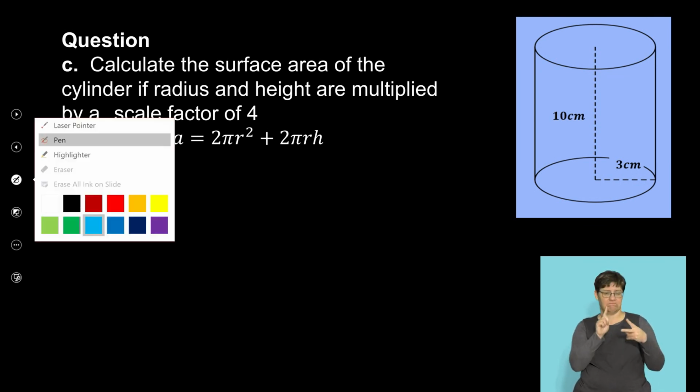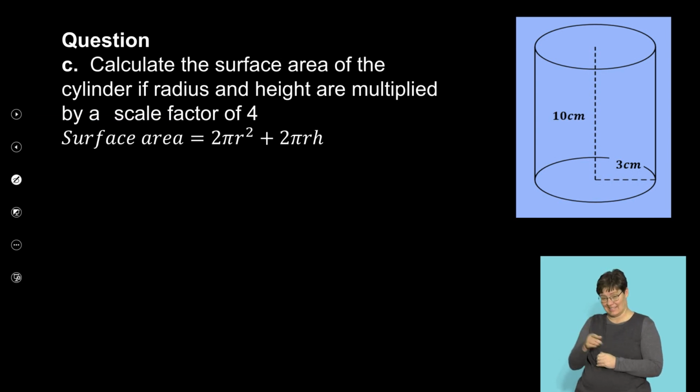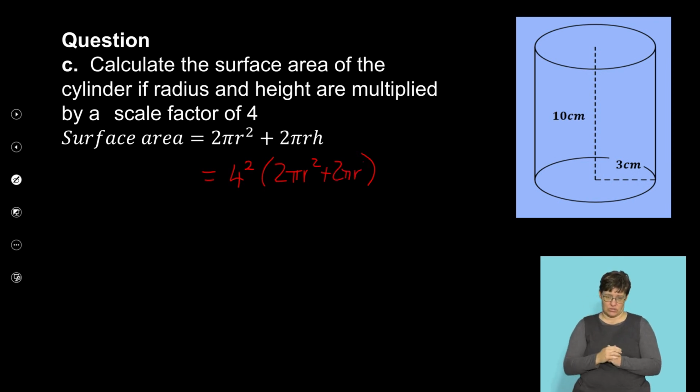So there are two ways that I could do this, guys. Just a reminder, when I had a cylinder where it had been changed by a scale factor, the surface area was always the scale factor squared times the original surface area to get to the new one. So the way that I'm going to suggest that we do this is we know that it's going to be equal to 4 squared times the original surface area, because the scale factor squared times the original surface area gives me the new surface area.